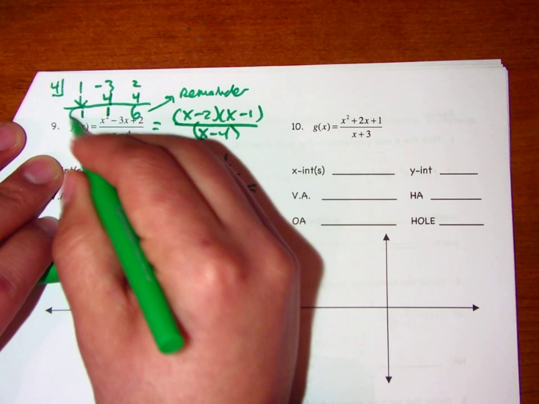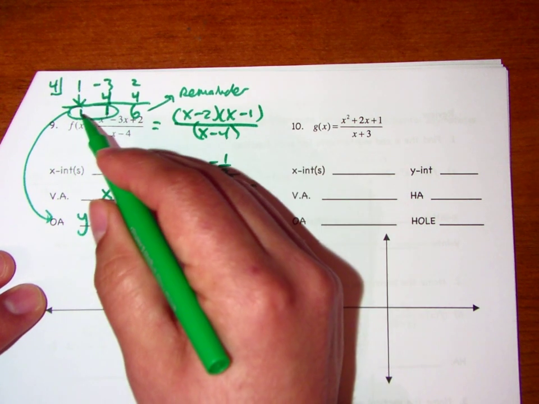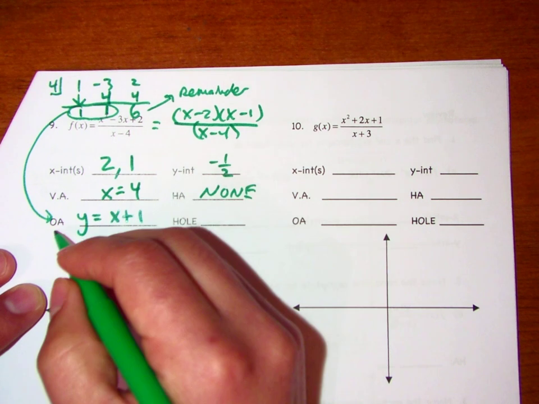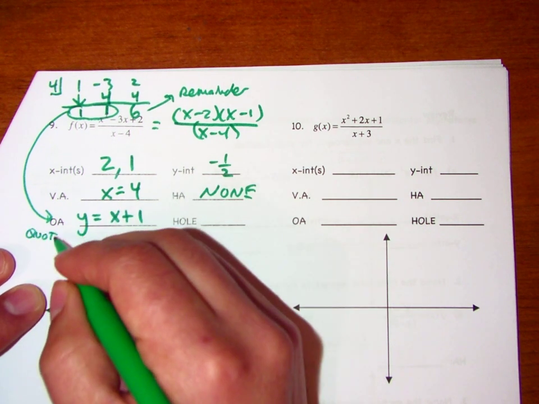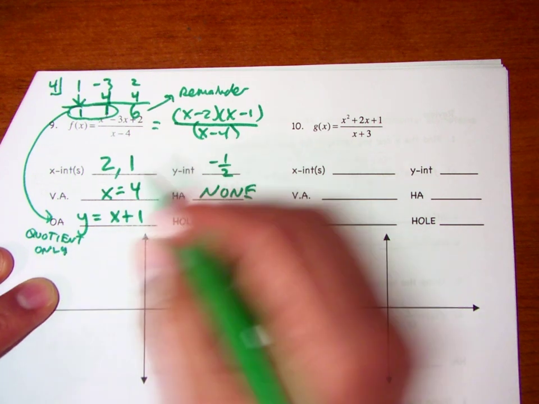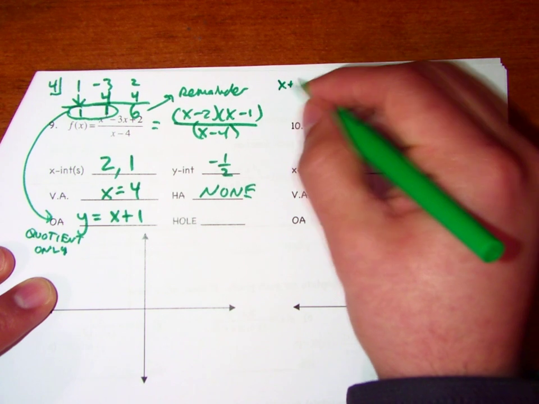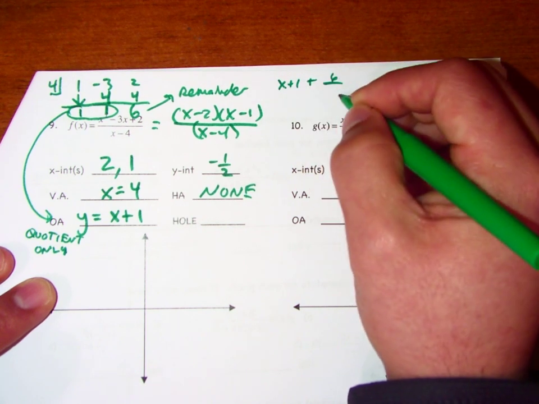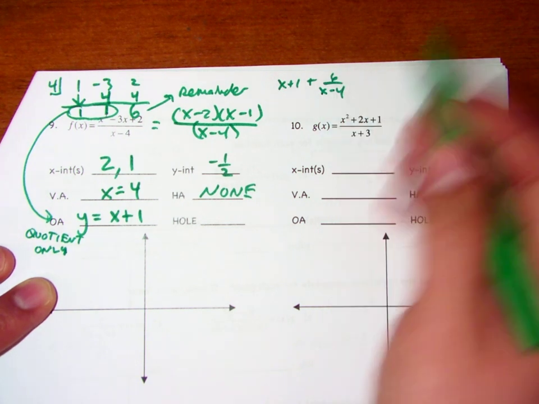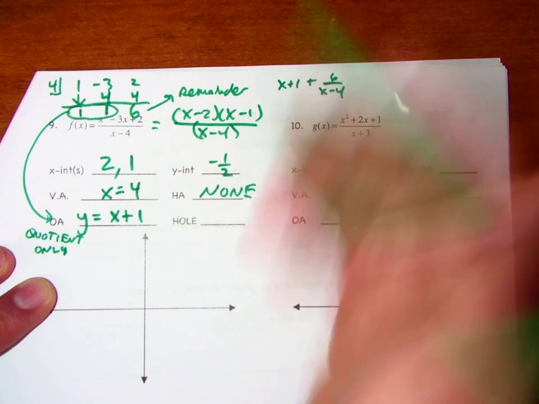And here's the quotient. This represents 1x plus 1. The oblique asymptote is always just the quotient. Quotient only, not the remainder. The reason for that is because as x gets really, really large, if you actually wrote out what this would be, which is x plus 1 plus 6 over x minus 4, this term essentially disappears. When you plug in super large numbers, really it's just going to be x plus 1. Okay? No hole.